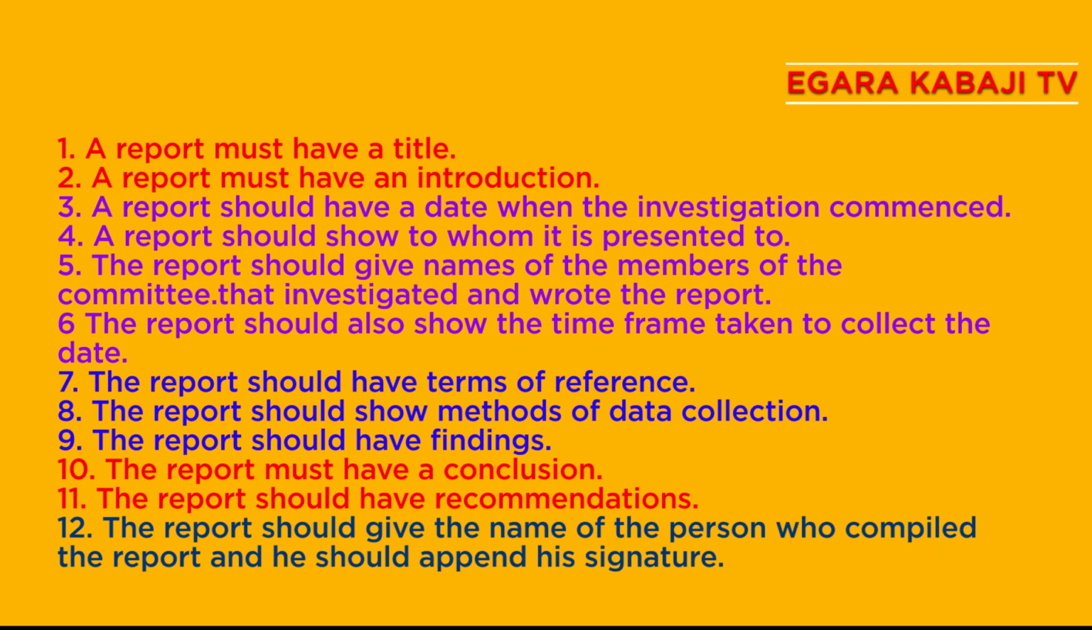For example, in the case where you are investigating drug abuse in school, you may have 3 or 4 objectives. For example, to find out the extent to which drugs are abused in school. Number 2, the type of drugs abused in the school. Number 3, to establish how drugs are smuggled into the school. And finally, to establish the areas in the school where drug abusers congregate to abuse drugs.